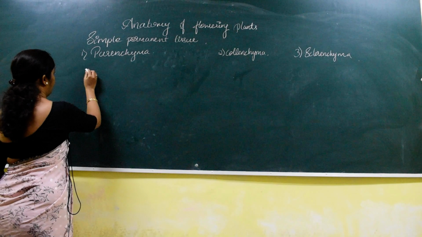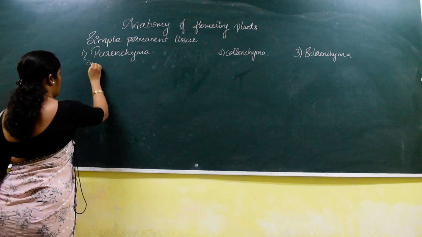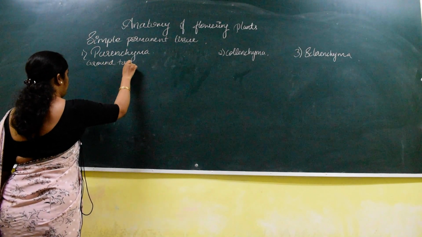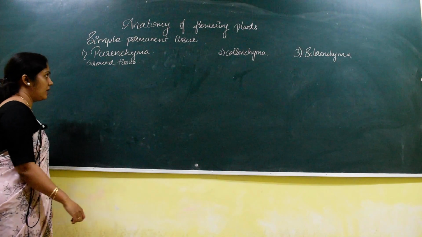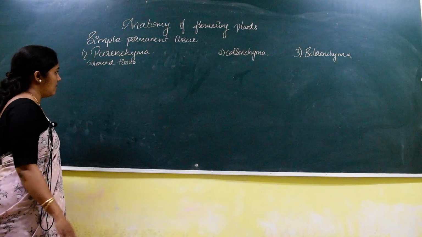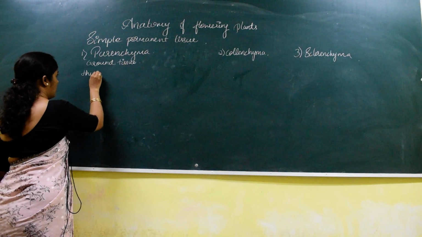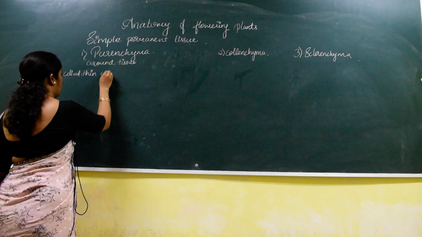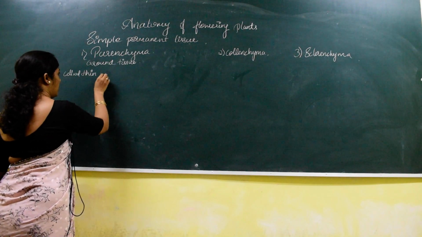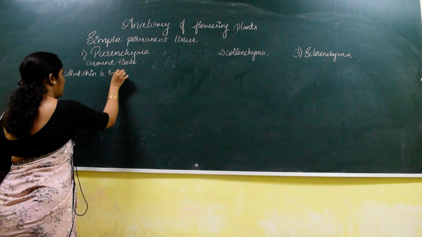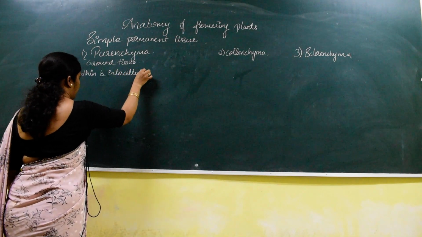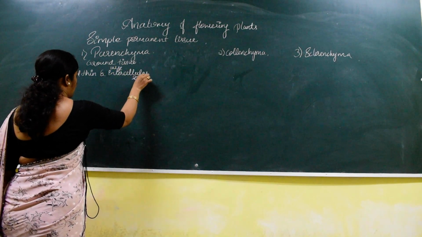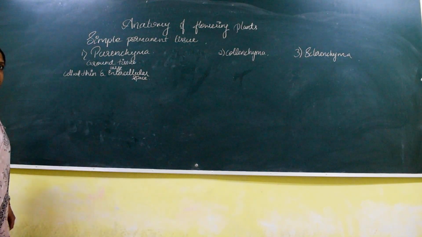This parenchyma is also called a ground tissue. Why is it called a ground tissue? Because we can see this tissue in the maximum part of the plant. The cells are thin walled, or you can say the cell wall is very thin, and we can see a large intercellular space. This intercellular space is a very important characteristic feature of the parenchyma tissue.